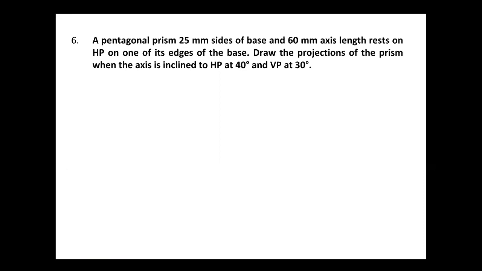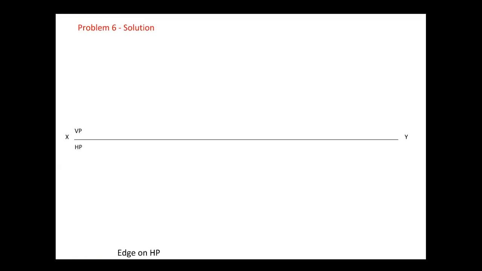So I need to have an edge on my right hand side when I draw the top view of the pentagon. So the solution goes like this. I have to draw my XY line. I have to write the vertical plane and horizontal plane, which is represented by VP and HP. It is resting on an edge on HP. Then I have to draw a pentagon in such a way that I have an edge on my right hand side.